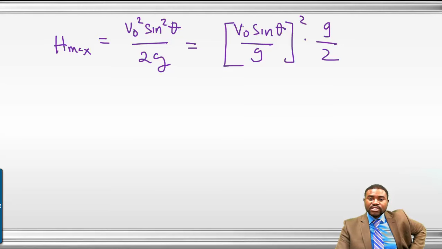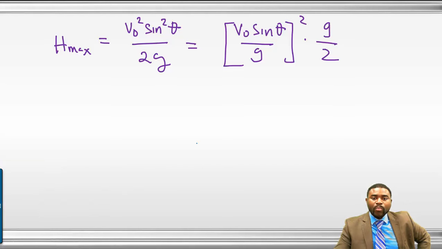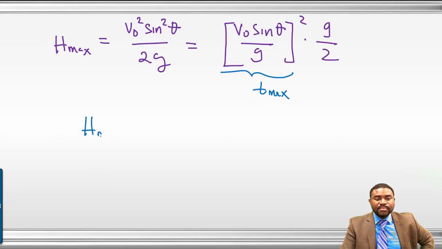Let's expand this bracket. This is V naught squared sine squared theta over g squared, right? Then one of these g's will take care of this and we'll end up with that expression. Have we changed anything? But who has recognized something in there? What is this? That is the time to reach maximum height, right? This means that h max is equal to t max squared times g over 2.